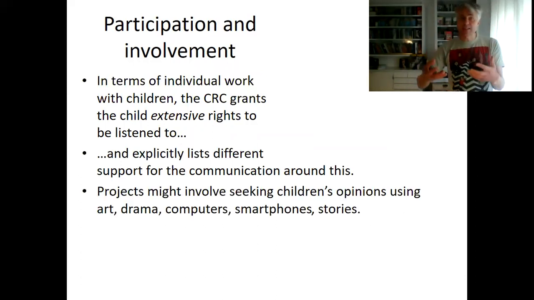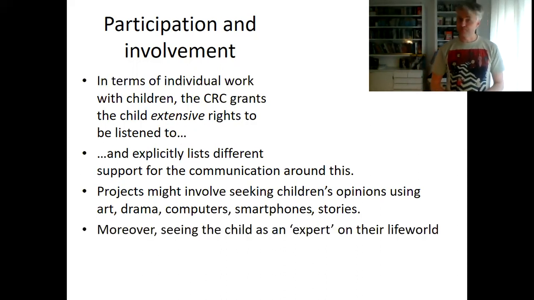If you're interacting with your child or your children, your communication is not just going to be verbal, me asking you questions and you answering. Projects might involve seeking children's opinions, getting feedback from children. We can use art, we can use drama, computers, smartphones. I'm thinking of the media expression there. We can use stories. So when we think about the diversity of communication channels, which is explicitly in the convention, it makes us be creative.